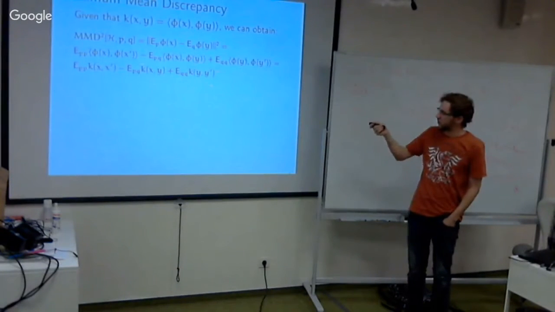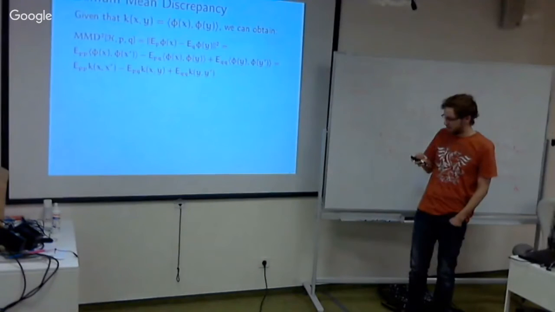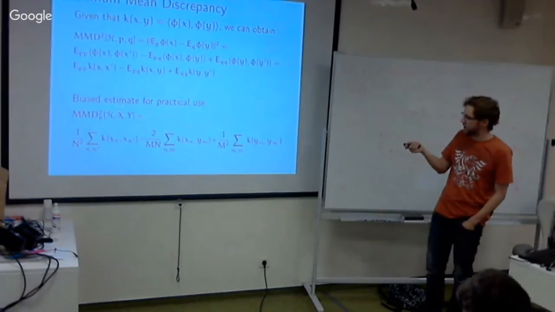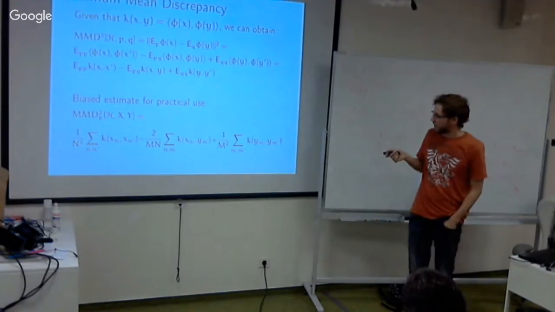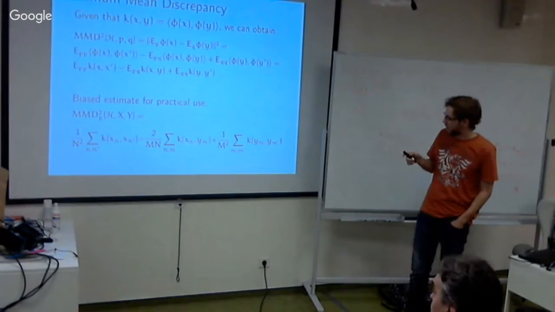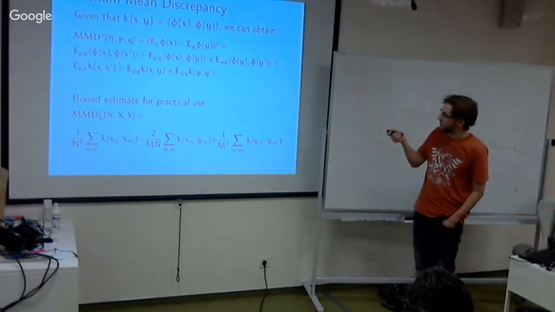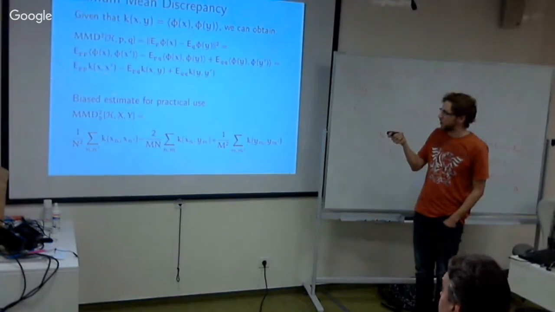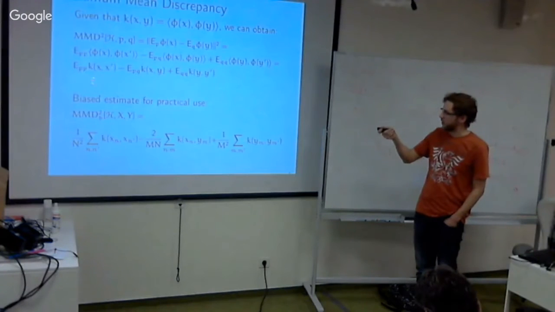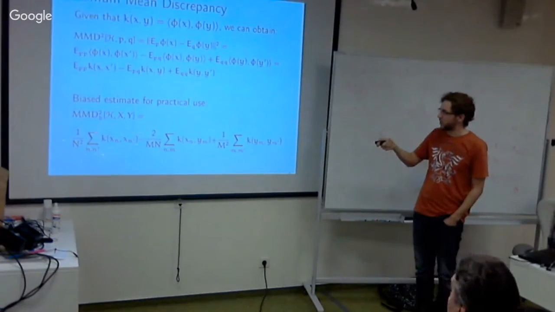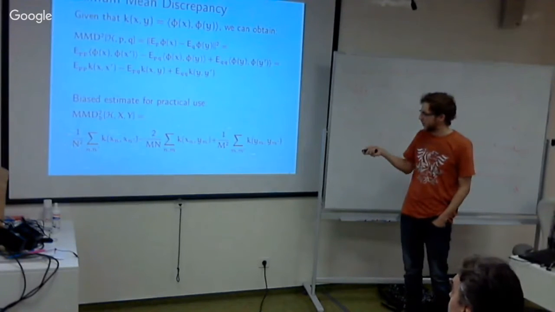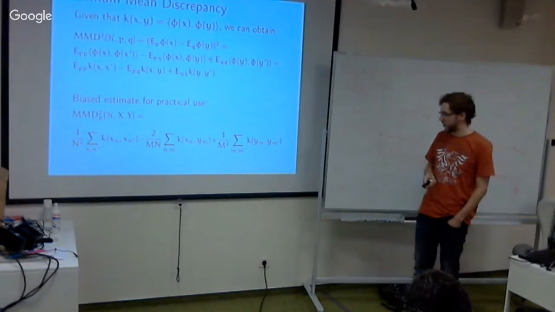Actually, we got a much more tractable equation, and it can be estimated. This is a biased estimate, but we can easily obtain an unbiased one. We just take our samples and compute empirical estimations of expectations. Instead of expectation, we place sums of kernel values on samples. So here is an equation for practical use, which can be easily programmed.